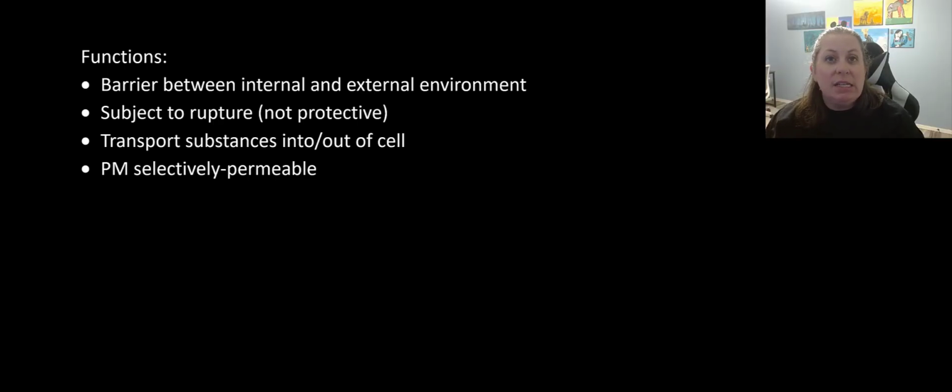Transport of substances into and out of the cell can occur at the plasma membrane, so we can send things out and bring things in. This could be chemicals, this could be water, this could be just anything that the cell may need. The plasma membrane is also selectively permeable, so it picks and chooses what gets to move in and out. It doesn't just let everything through. So it's going to be very picky about what moves into the cell and what moves out of the cell.